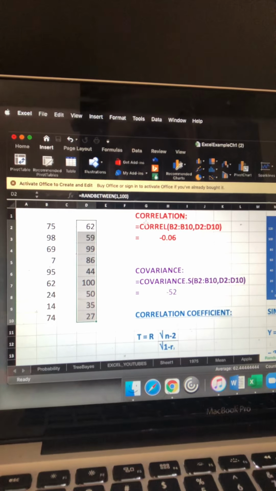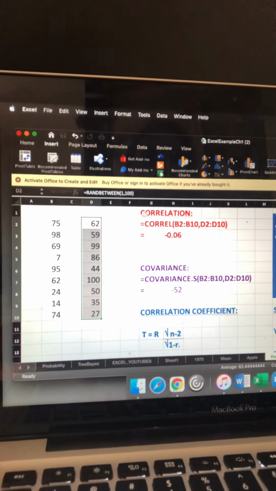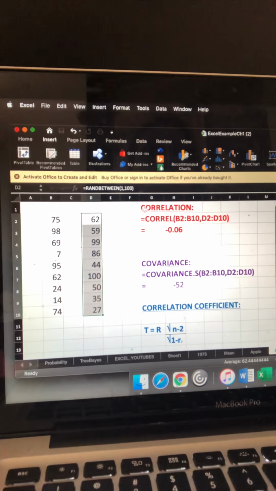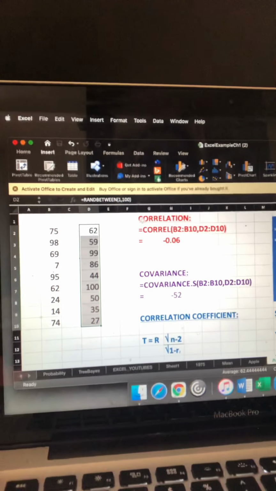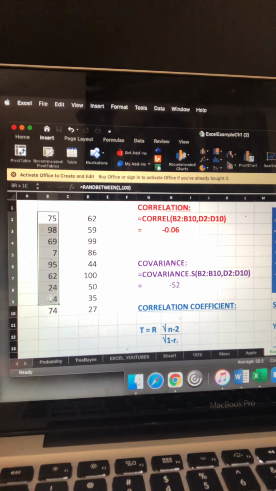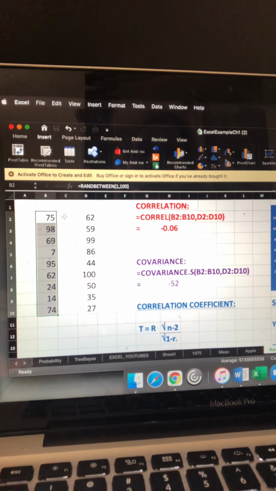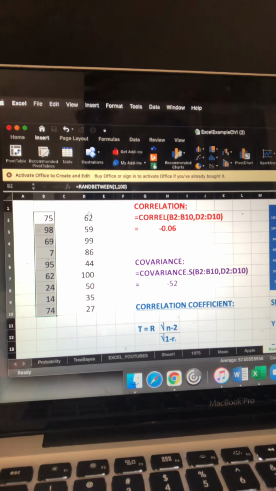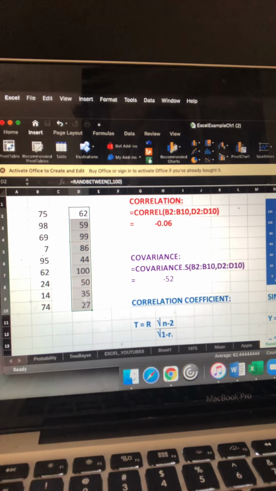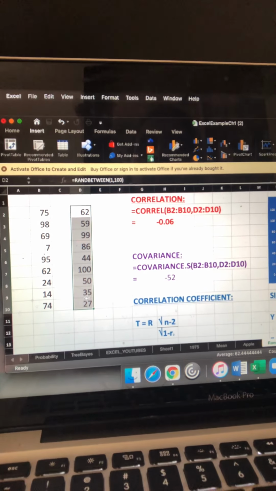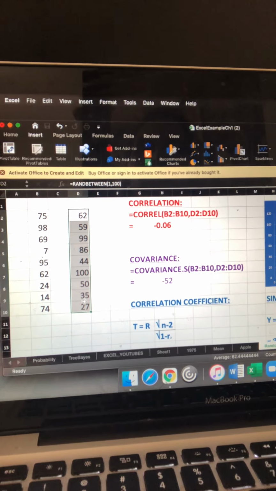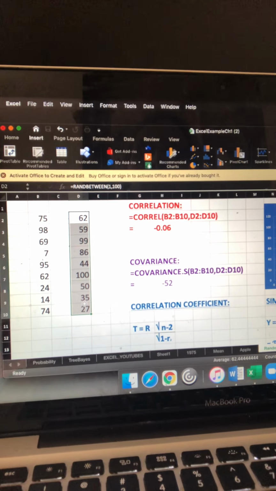Now, if we look at the values here, there is a simple formula in Excel for correlation where we can just write equals CORREL, and then we select our column of data first, in this instance B2 through B10, comma, and then the next column of data where we select D2 through D10. In this instance, the correlation is negative, and it's giving us a value of -0.06.